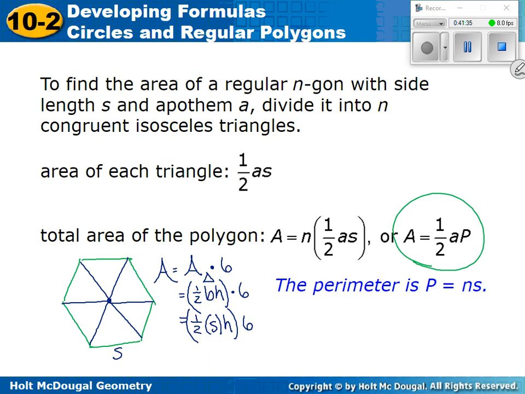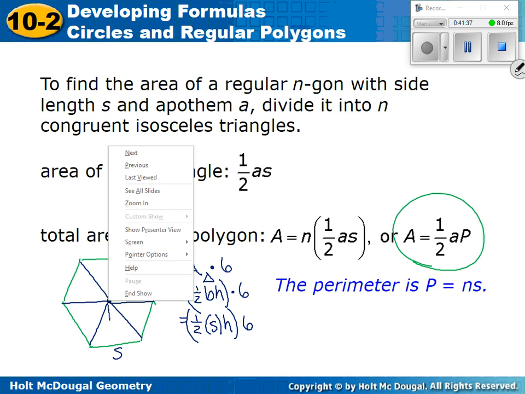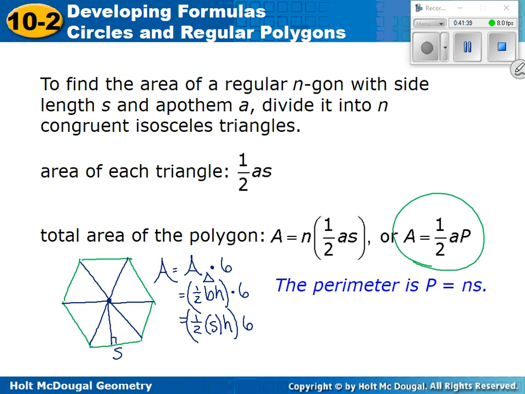Okay, the height of the triangle is going to go from here straight down, perpendicular. What did we just call that? We gave it a new name today when it was inside our polygon. Apothem. So do we all agree that the height is the same as the apothem? Okay, so where I have the letter H, can I put a little A for apothem? Okay, so now I have 1/2 S times A times 6.